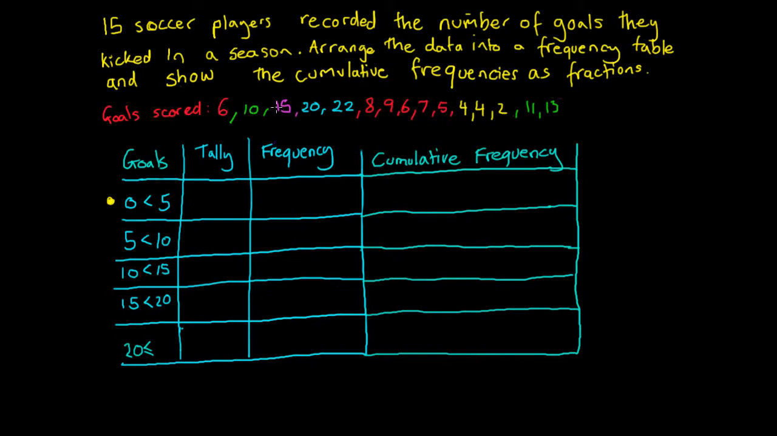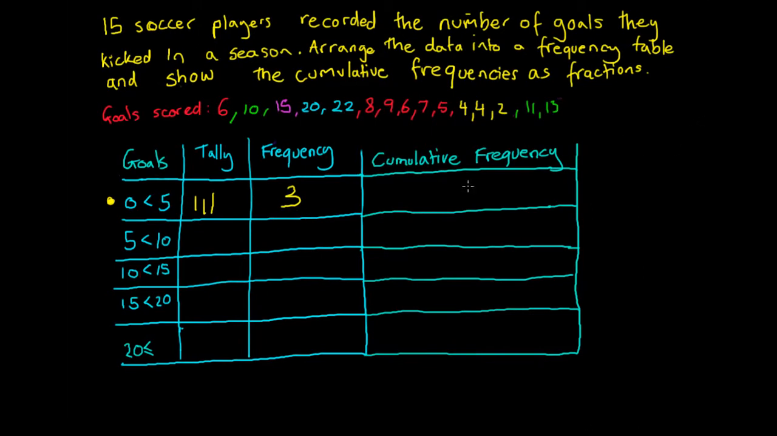So we've got 6, 10, 15, 20, so none of these so far, 8, 9, 6, 7, and remember 5's not included because this is 0 to less than 5. We've got 4 here, so that would be included, we'd put a tally there, 4 here, and 2 would definitely be included, and then we've got 11 and 13. So our tally would be 3, and our frequency would be 3, because for our frequency we just count the tally.